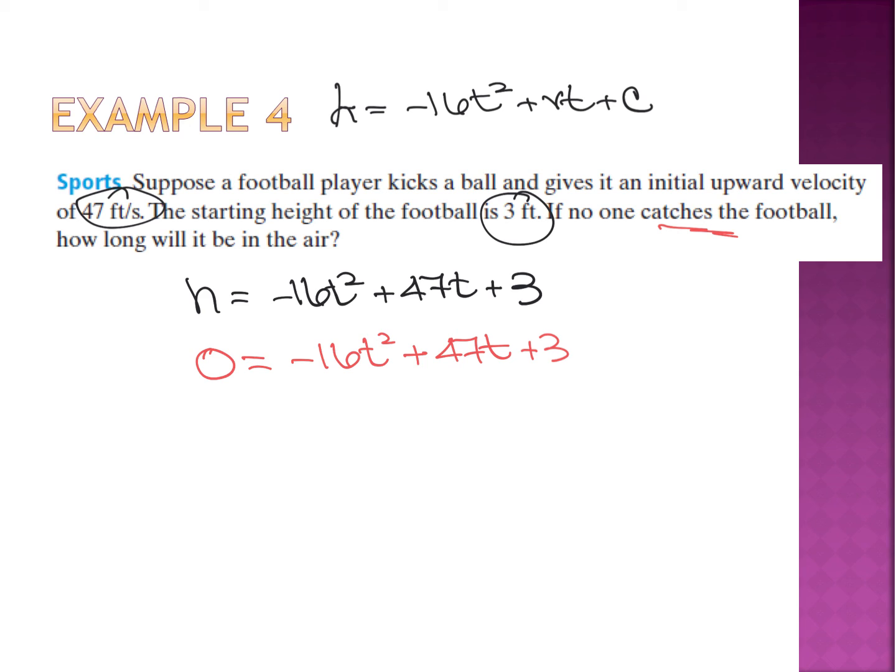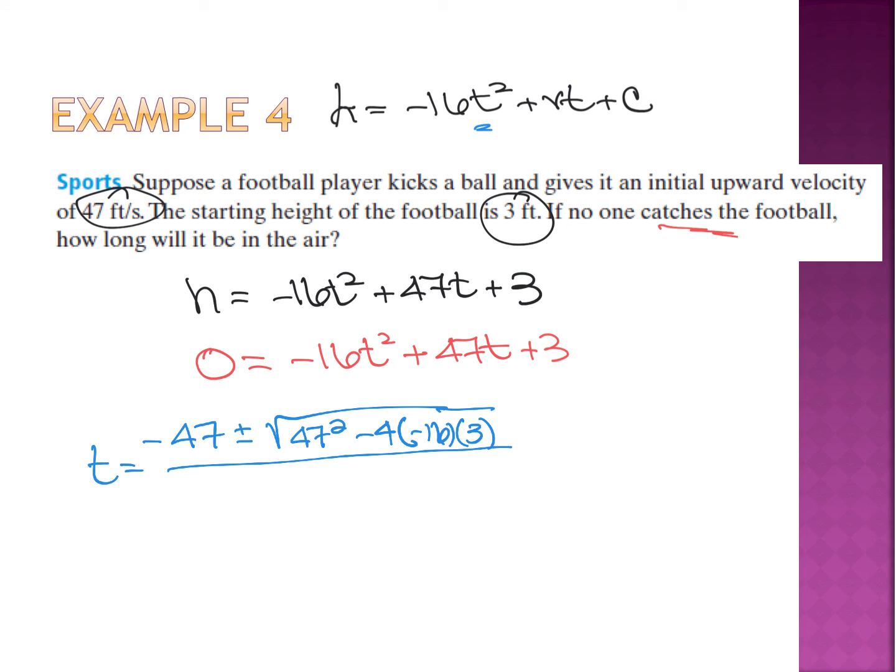So this is a prime example of where I'm going to just use the quadratic formula. So I'm going to start out with the opposite of b, which is my negative 47, plus or minus. And in this case, I'm not looking at when x equals, I'm looking at when t equals this, because t is really my x value. So I have the opposite of b plus or minus the square root of b squared minus 4 times my a value, which is negative 16, times my c value, which is 3. And I'm going to divide this whole thing by 2 times the negative 16.